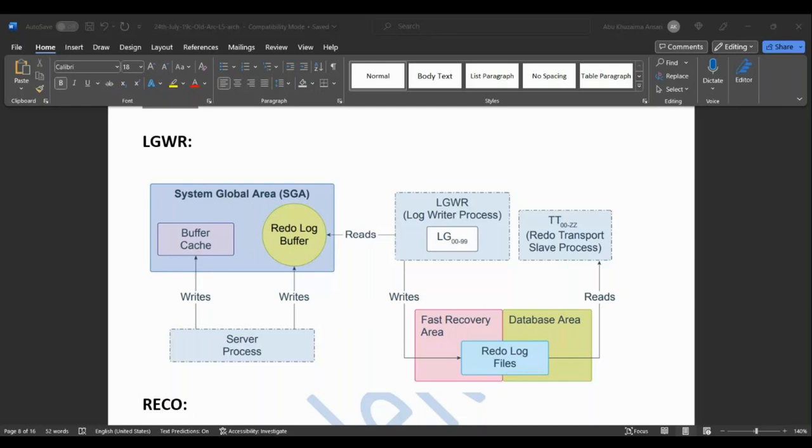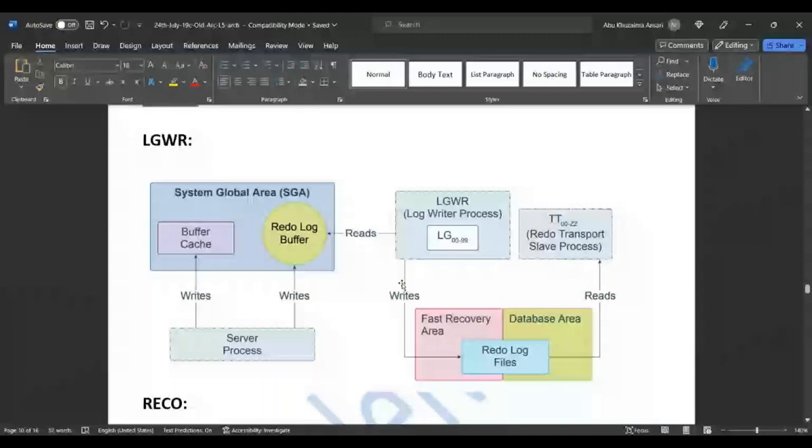And DBWR must write modified buffers to disk. Before DBWR can write a dirty buffer, the database must write to disk the redo record associated with changes to the buffer. If DBWR discovers that some redo records have not been written, it signals LGWR to write the records to disk and waits for LGWR to complete before writing the data buffer to disk. So there is a correction. Earlier I said LGWR signals the DBWR, but that's wrong. DBWR will signal the LGWR. Please correct this in your notes. I got a little confused.